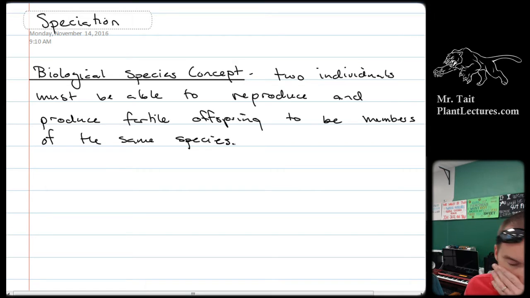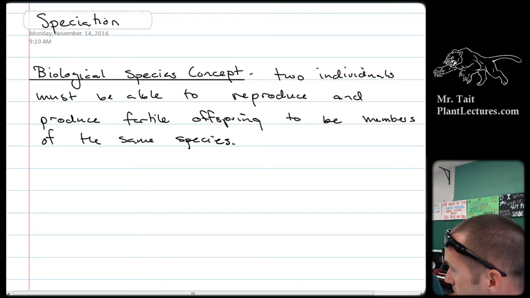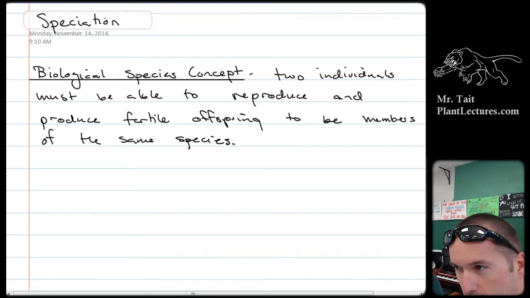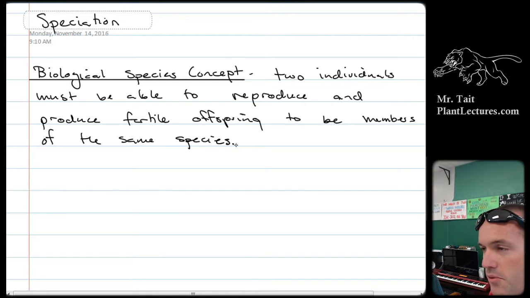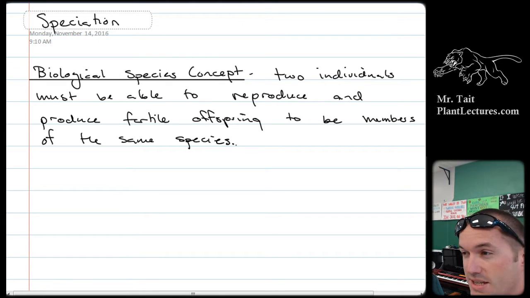Now, this is an okay definition, or an okay idea to say this is what one species is and this is what another species is. But it's got problems, and the problems are that they are referring to these under what they call normal conditions. Two species would be able to reproduce under normal conditions. And so there's a lot of controversy as to what that means.